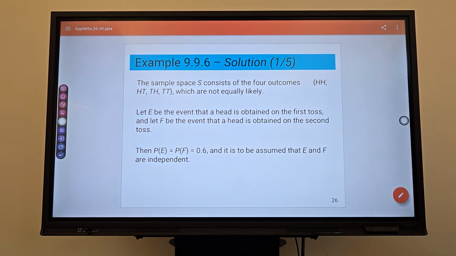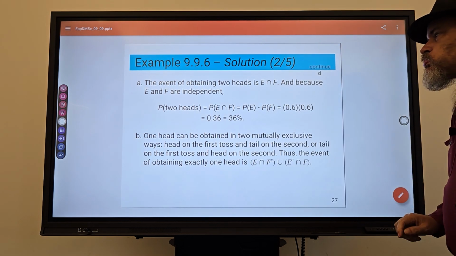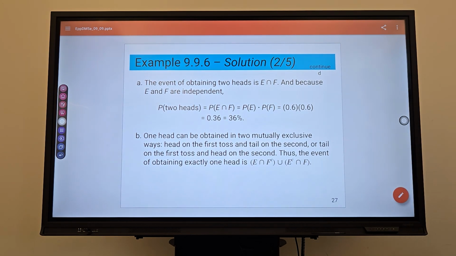So, 4 outcomes. Let E be the event that a head is obtained on the first toss, and let F be the event that a head is obtained on the second toss. P of E equals P of F, which equals 0.6, and it is to be assumed that E and F are independent. The event of obtaining 2 heads is the intersection of E and F, and because E and F are independent, it equals P of E times P of F, or 0.6 times 0.6, which is 36%.